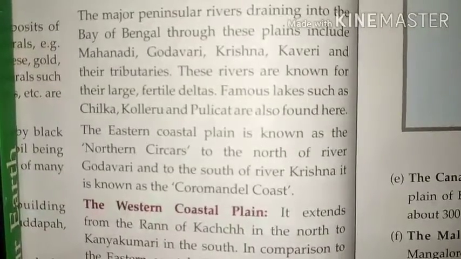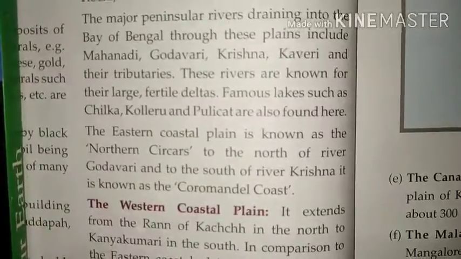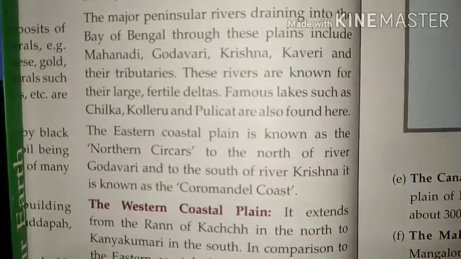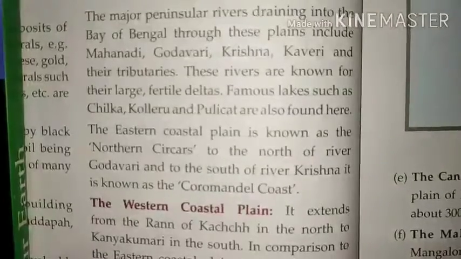The major peninsular rivers draining into the Bay of Bengal through these plains include Mahanadi, Godavari, Krishna, Kaveri and their tributaries, and these rivers are known for their large fertile deltas. The eastern coastal plain is also known as the Northern Circars towards the north, in the north of river Godavari, and to the south of river Krishna it is known as the Coromandel coast, that I have shown you.